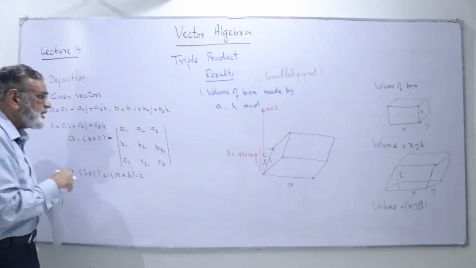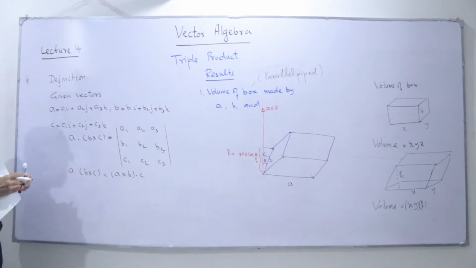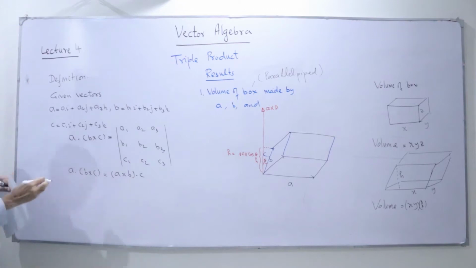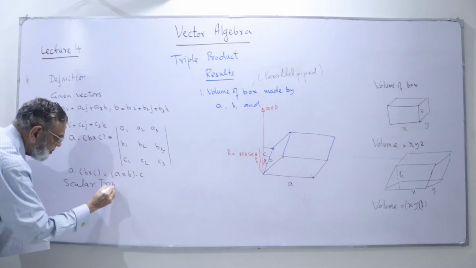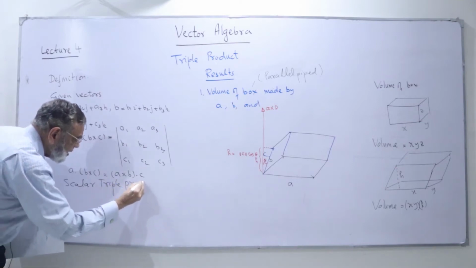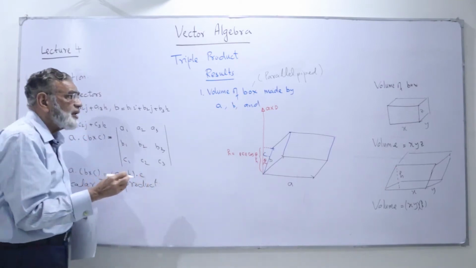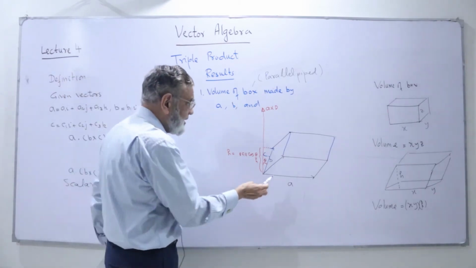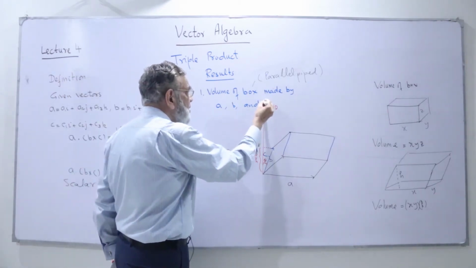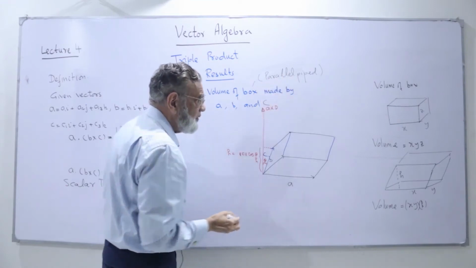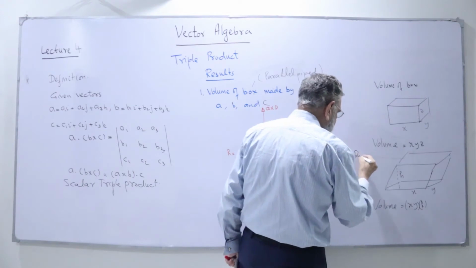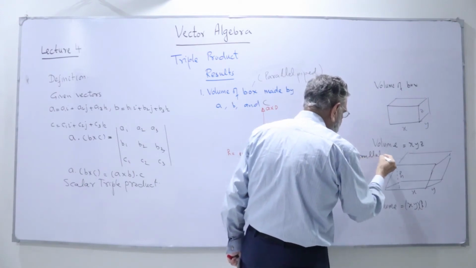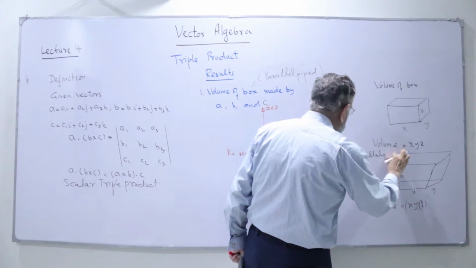Applying this scalar triple product, we give some important definitions. Number one, we can find the volume of the box. The sides are the vectors A, B, and C. This box we call a parallelepiped. If the angles are right angles, then we say box, and otherwise we say it's a parallelepiped.